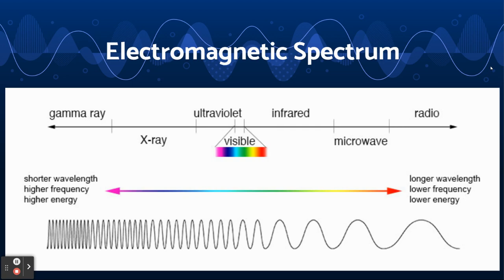Now, at the shorter end of the wavelengths, you have higher frequency, you have higher energy. Those are the ones that are considered more dangerous. On the right-hand side, we have longer wavelengths. Those are infrared, microwave, and radio waves. Those have a lower frequency and lower energy. So we're not really worried about those.